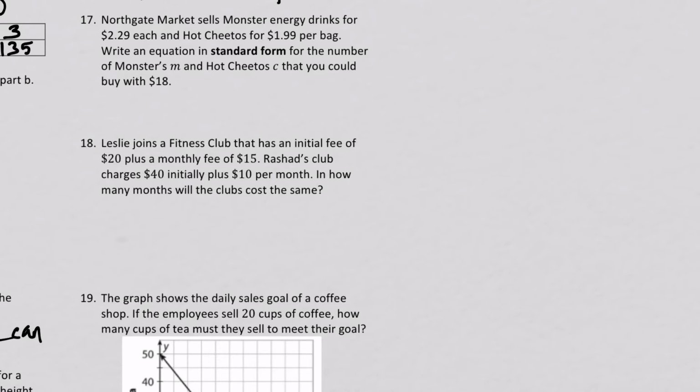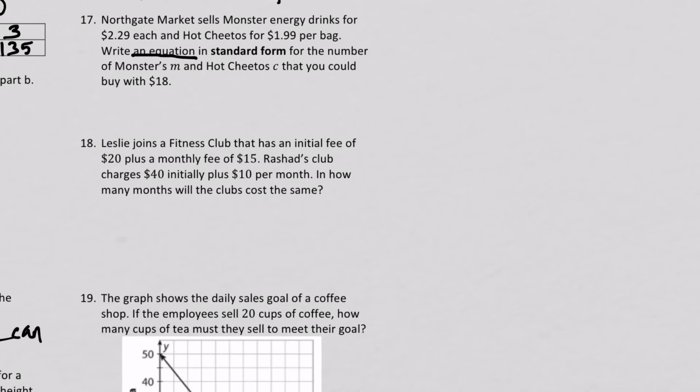Okay, 17. Northgate Market sells Monster Energy drinks for $2.29 each and Hot Cheetos for $1.99 per bag. Write an equation in standard form for the number of Monsters, which is variable M, and Hot Cheetos, C, that you could buy with $18. Okay, we could write an equation, and an equation means that we're going to spend exactly $18, but we could also write an inequality to say that we could spend at most $18. Okay, so I'm going to do both.